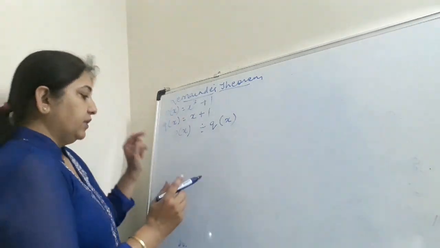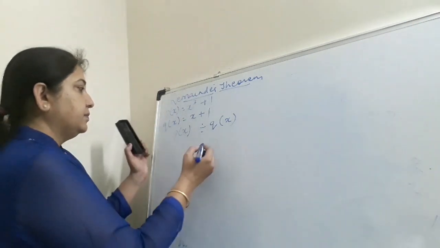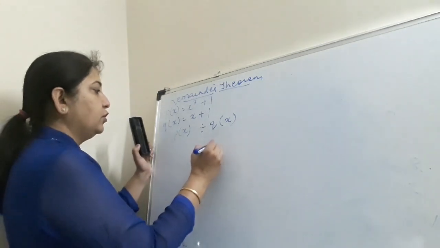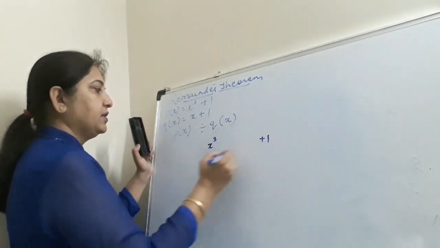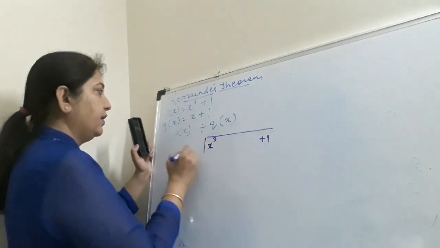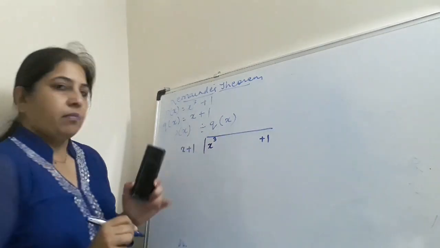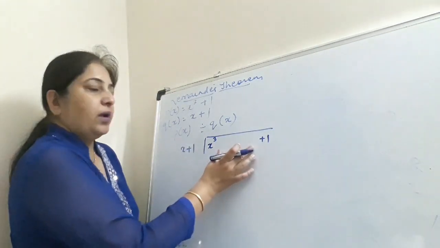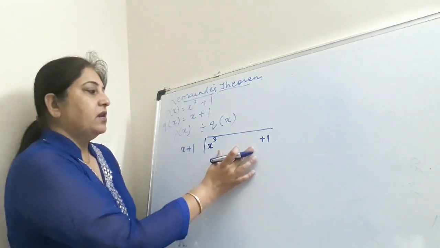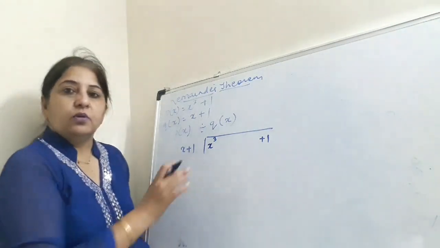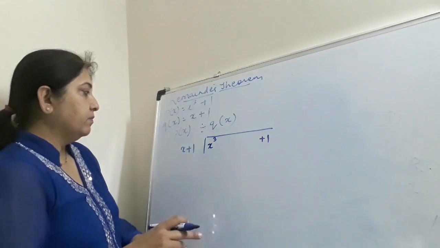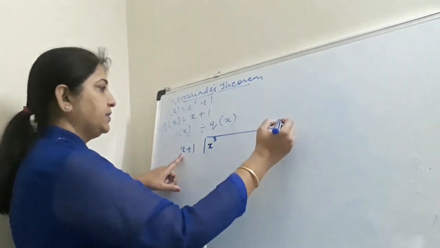Now we begin with the remainder theorem. We write x cube plus 1, and here I write x plus 1. Now why I left the place here, I will keep on telling you as I am going on with this division method. We start with the steps here.